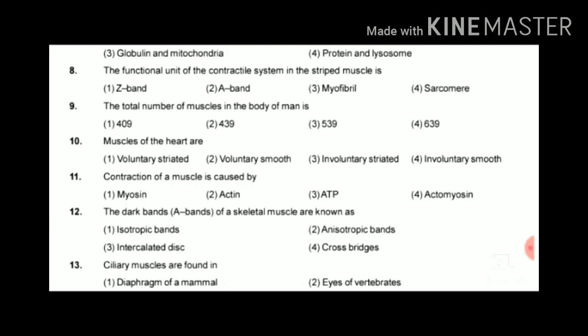Next is question number 10. Muscles of the heart are number 1, voluntary striated, number 2, voluntary smooth, number 3, involuntary striated, and number 4, involuntary smooth.